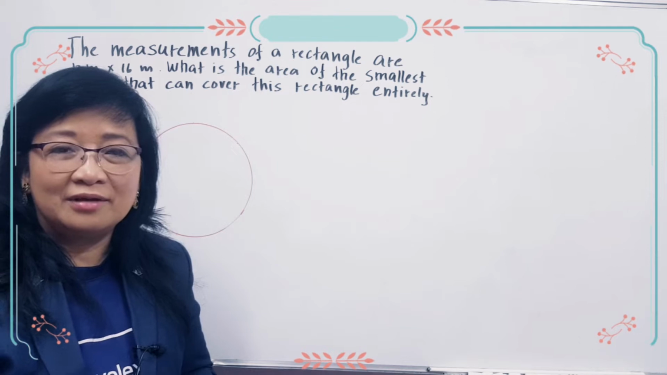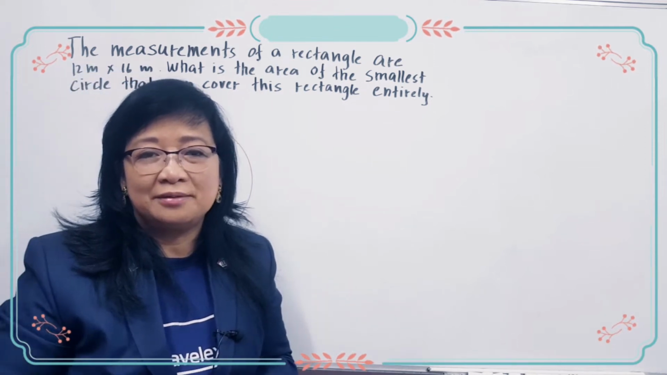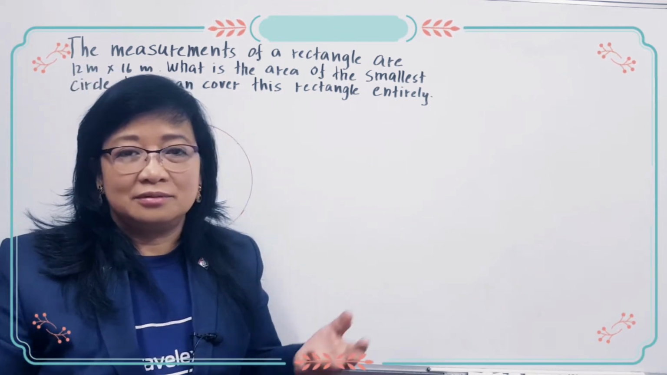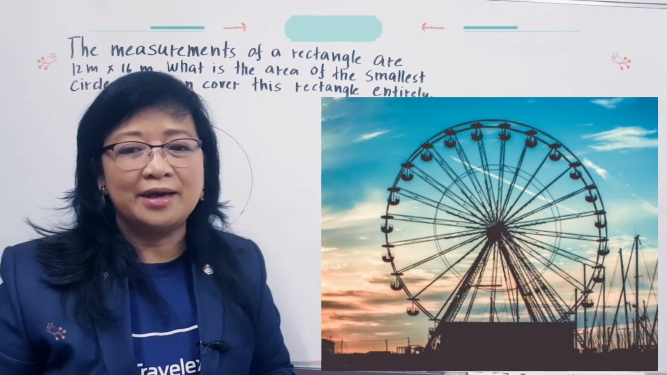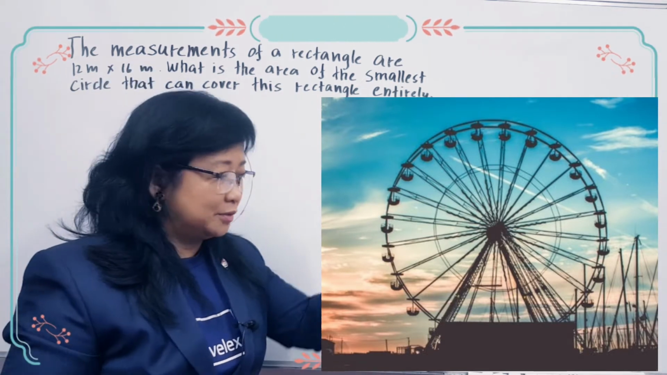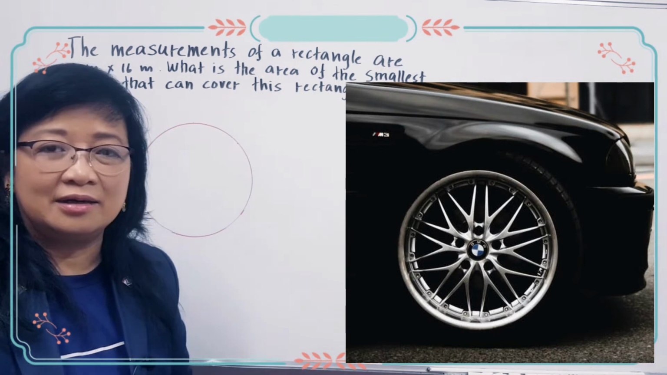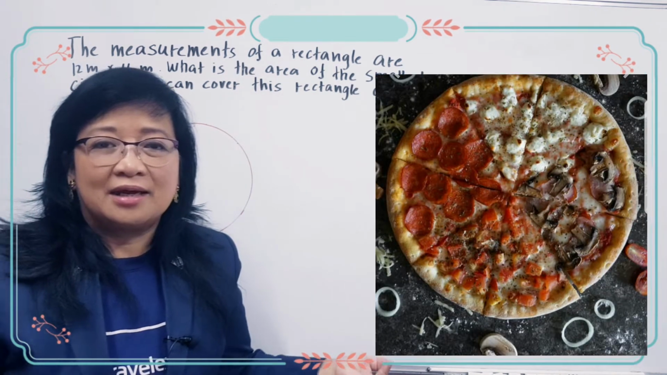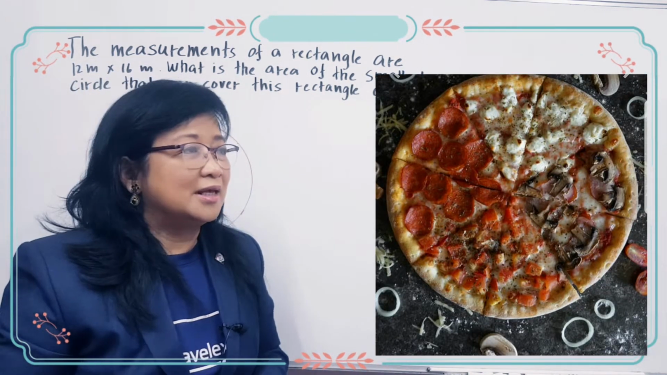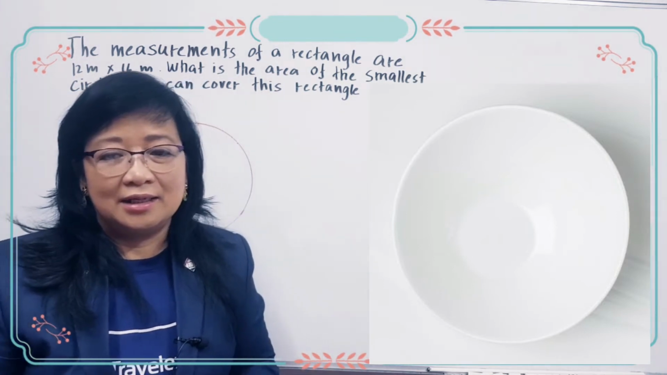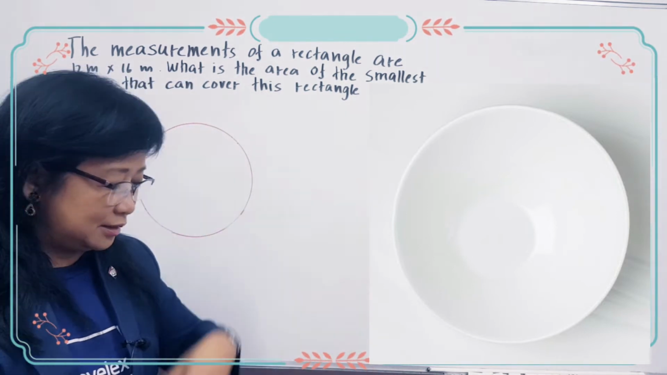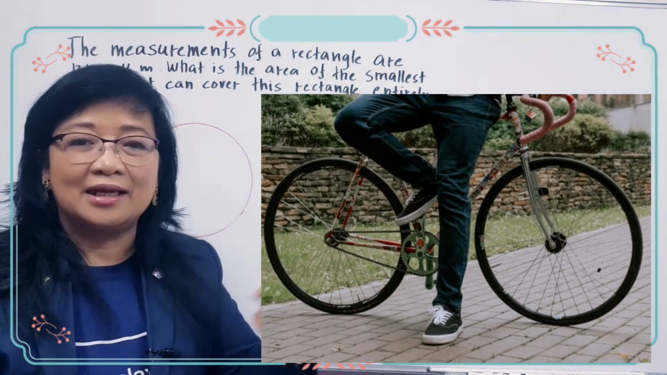In real life, anong merong mga circle shapes? Marami, di ba? Let's look at the Ferris wheel. Okay, and we have the wheels for the car. We have the pizza. What else? The plate. And this, the bicycle.